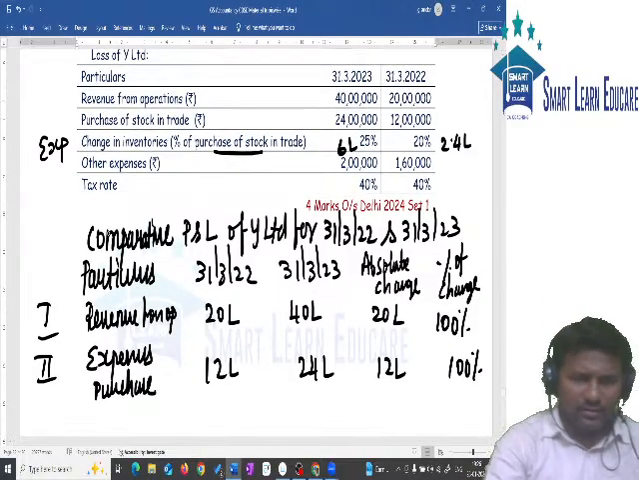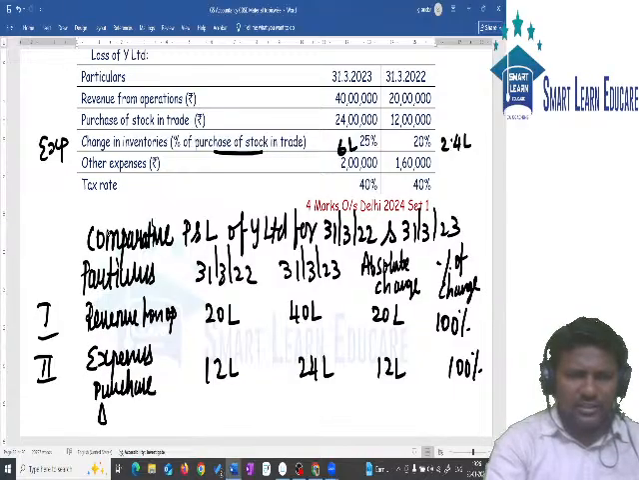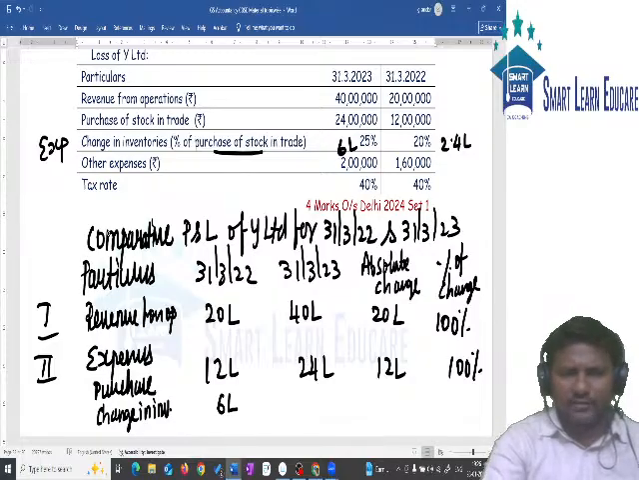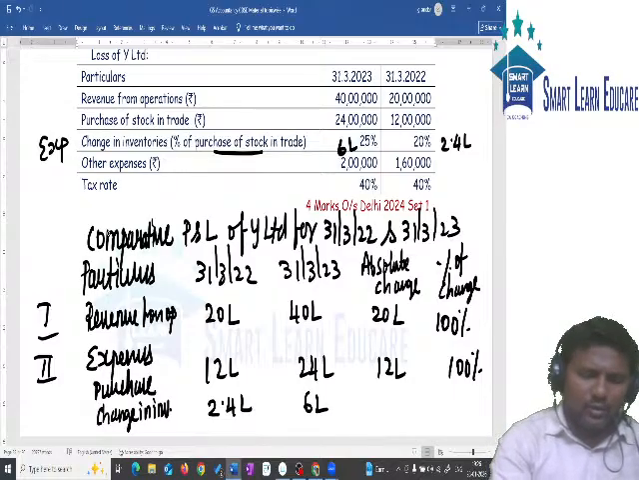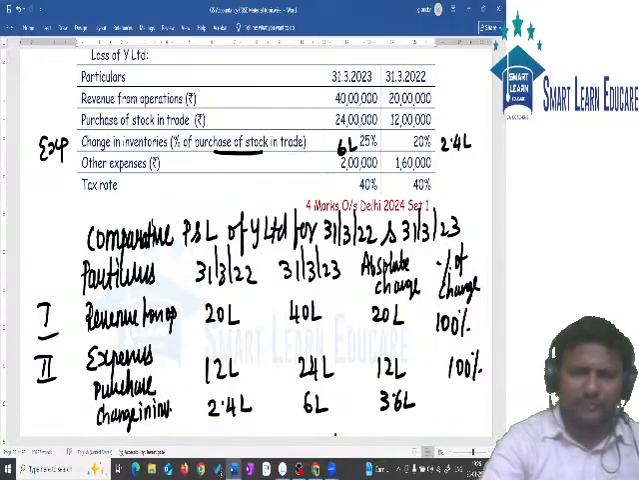Second expense: change in inventory. It is 25 percentage, which comes to 6 lakh. 12 lakh into 20 percentage gives 2 lakh 40,000. So last year 2 lakh 40,000 and this year 24 lakh into 25 percentage, 6 lakh. The increase is 3 lakh 60,000.